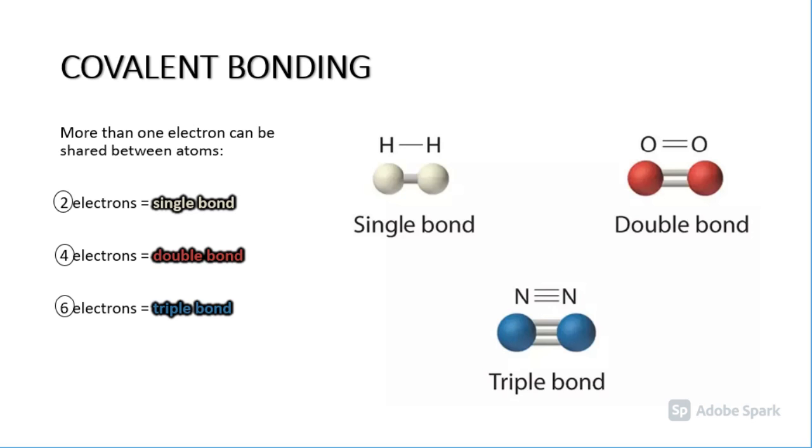Multiple electrons can be shared between two atoms in a covalent bond. This is represented by the number of dashes in between the two atoms. A single line represents 2 electrons, a double line represents 4 electrons, and a triple line represents 6 electrons. A single, double, and a triple bond.